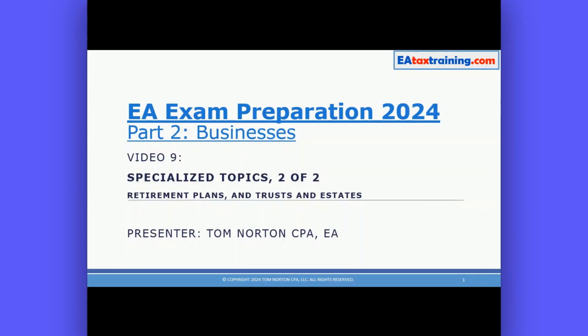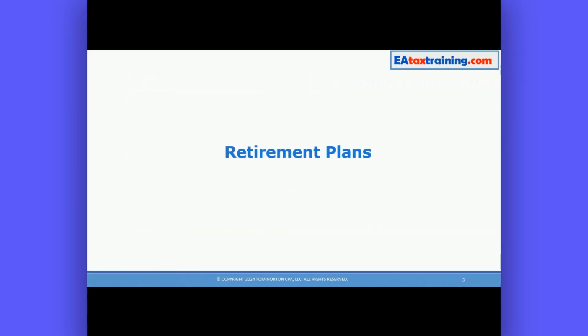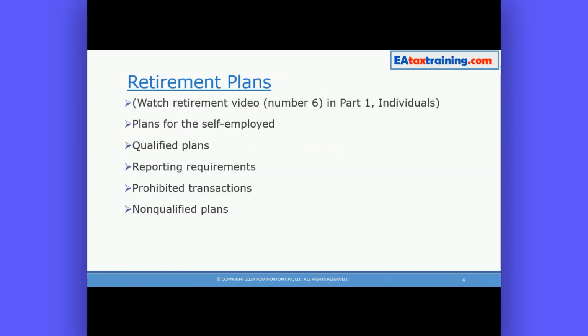This is the final video in part 2 of the course, and we will discuss retirement plans as well as trusts and estates. Our free resources from irs.gov, the top 3 here have to do with retirement plans. It's publication 560, along with Form 5500 and 5500 EZ, along with their instructions. For estates and trusts, we've got Form 1041 and its instructions, along with publication 559. Let's start by talking about retirement plans.